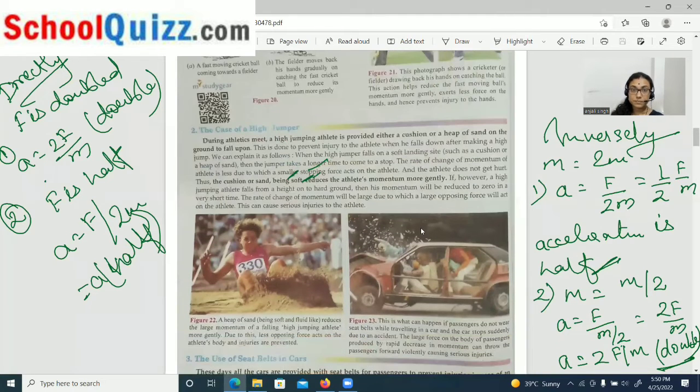Clear? Now, cause of a higher jump. Yes, here you can see this athlete: a heap of sand, being soft and fluid-like, reduces the large momentum of a falling high jump athlete more gently.